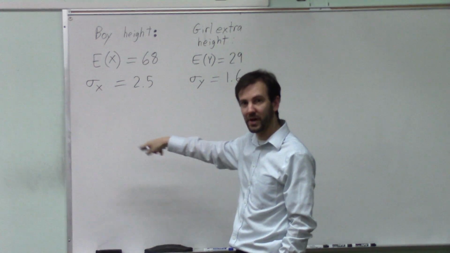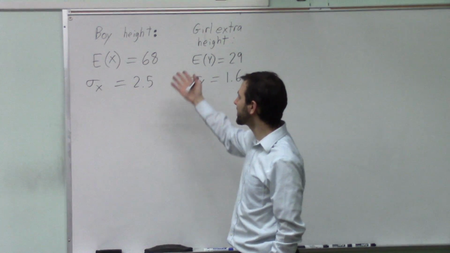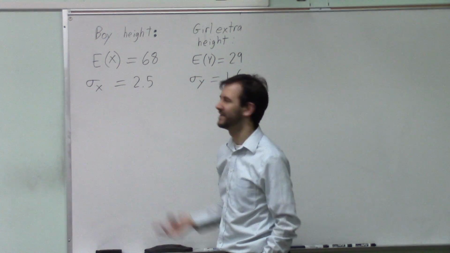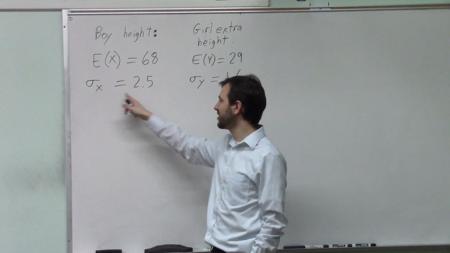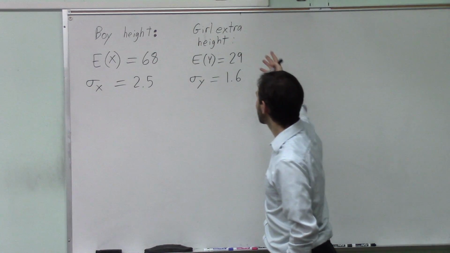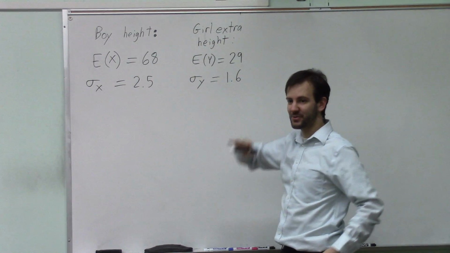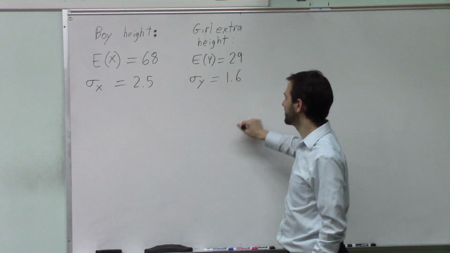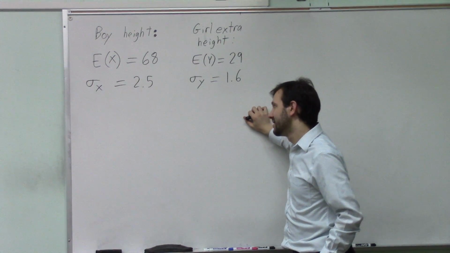I'm not going to give you all the possible results, but we know that the average boy's height is 68 inches, 5'8", and the standard deviation on that is 2.5 inches. Average girl's height, just the extra height that she adds by sitting on his shoulders, is 29 inches, and the standard deviation of that is 1.6.